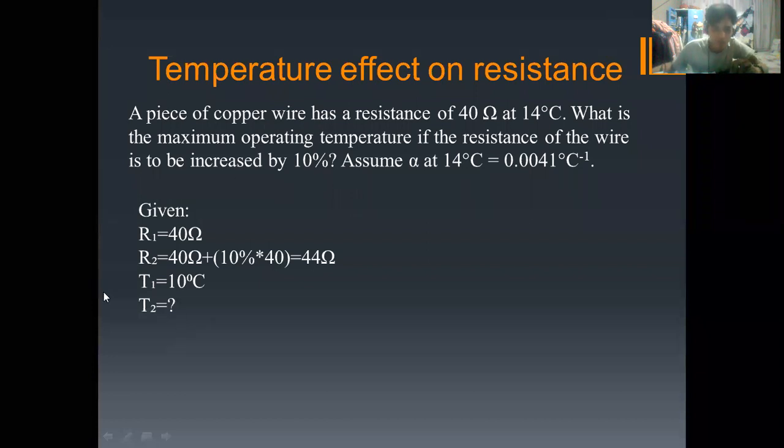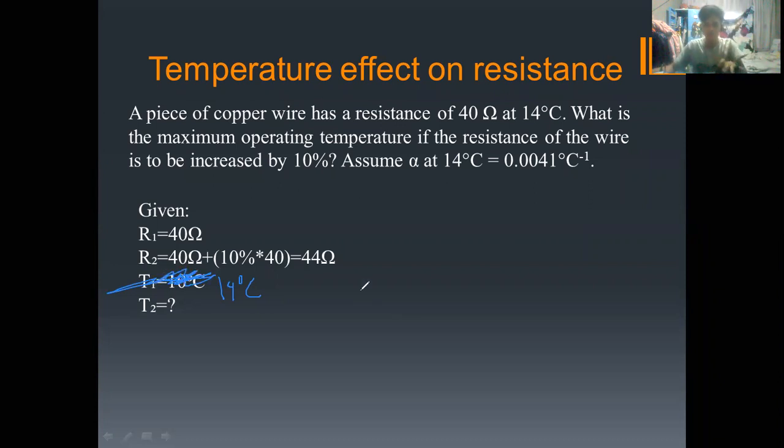So ayun, meron tayong T. Ang dapat to 14 degrees centigrade. Dito, million. So ayun, T sub 2 yung mawawala. I-next natin.